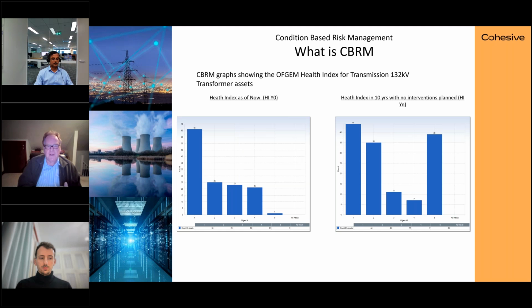And this is showing you on the left the health index today. Most of the assets are in a very good state of health, and some of the older assets are deteriorating. But if they don't do an intervention in 10 years, you can see that the shift towards the assets which are now critical is massive. So this is how they manage their investment. They look at this model every year to say, this is our plan for next year. We're going to address those older assets, the low health, high risk assets first, and that's how we allocate our budgets.